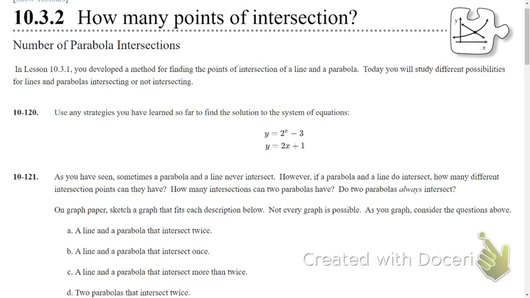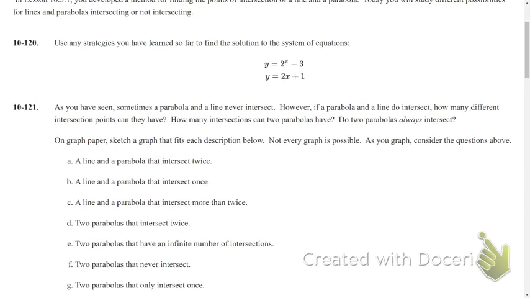And it's just going to be a few problems from two sections, 10.3.2 and 10.3.3. A couple of problems in 10.3.2 are basically going to involve parabolas and lines and how they are related, either within a system or just when graphed together. So we're going to look at points of intersection in particular. In 10.3.2, we're going to look at how many points of intersection there are.